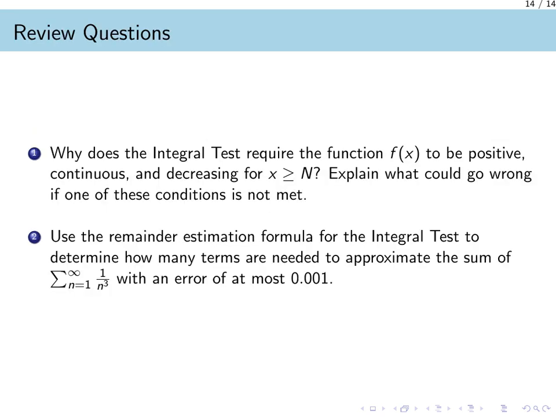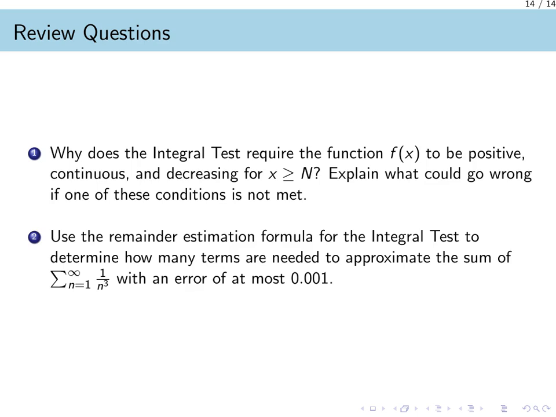Let us consider two review questions that will help solidify your understanding of the integral test and its applications. The first question asks you to think critically about the conditions of the test. Why must the function f of x be positive, continuous, and decreasing? Consider what would happen to our area-based arguments if any one of these conditions were violated. For example, if the function were not always decreasing, would the rectangles still provide a reliable upper and lower bound for the integral's area?